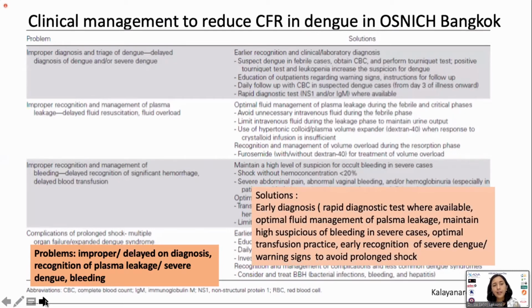Interesting that they put together a list of problems and also a list of solutions, which will be very helpful to reduce the CFR in dengue. The problems could be improper or delayed diagnosis, delayed recognition of plasma leakage or severe dengue, or improper recognition of bleeding. The solutions are in the right sites: early diagnosis, including using rapid diagnostic tests where available, which is very important, and also education of outpatients, then optimal fluid management of plasma leakage, maintaining high suspicion of bleeding in severe cases, optimal transfusion practice, early recognition of severe dengue, and educating the patient about warning signs to avoid prolonged shock.